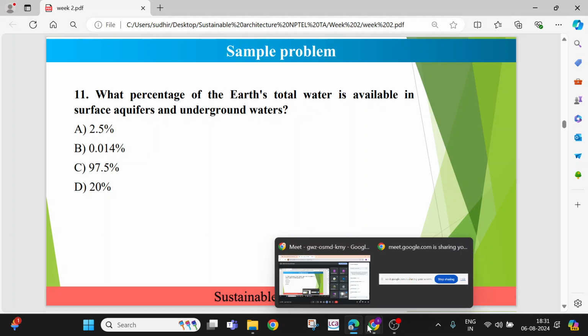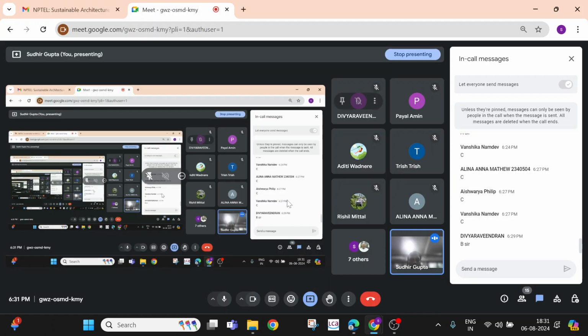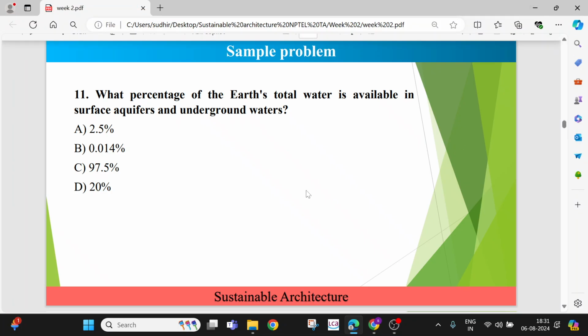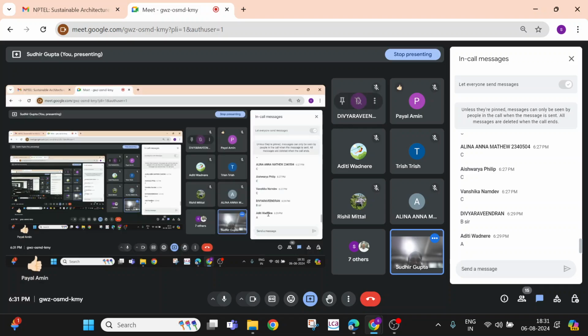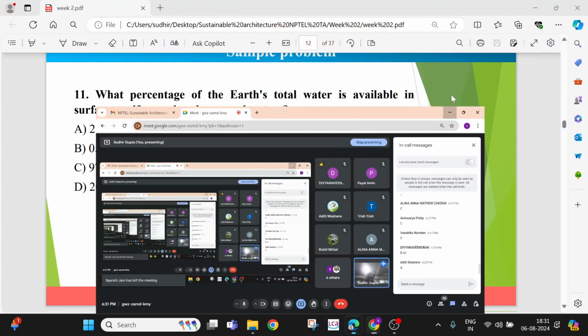Somebody was saying option B. Option B would have been correct if potable water or water for drinking had been mentioned. In that regard you can think of option B, but the question is talking about all the available water in the surface aquifers and groundwaters, underground waters. So in that regard, option A will be the right answer. Is it fine? Yes, sir. Okay, then we can move to question number 12.